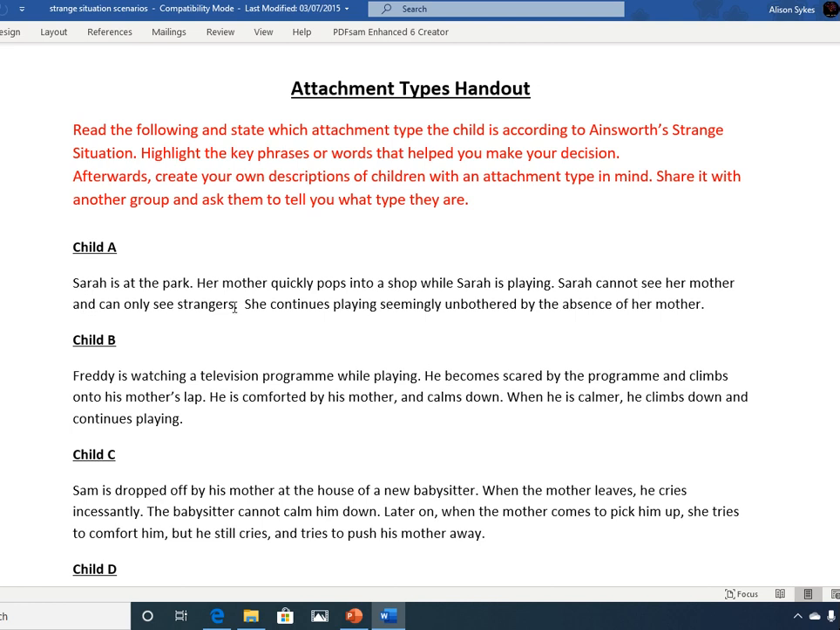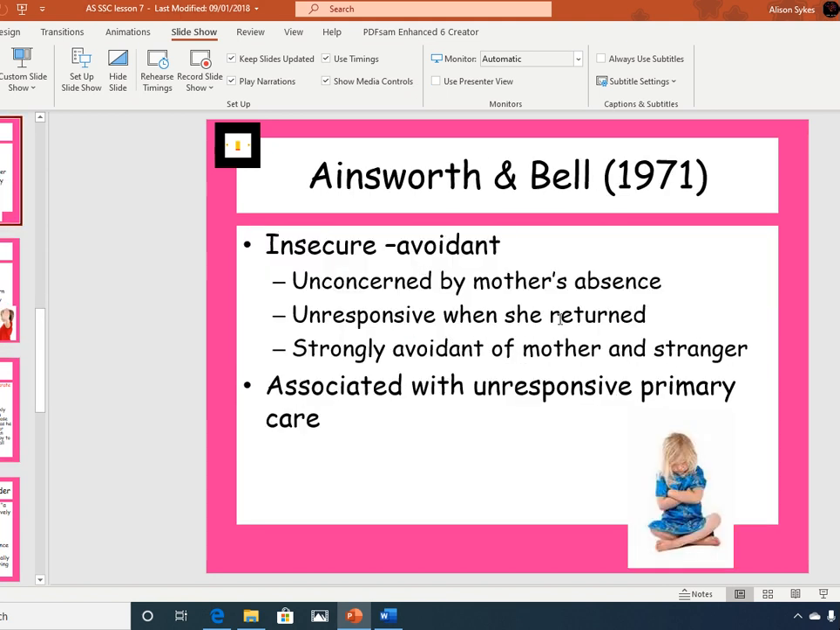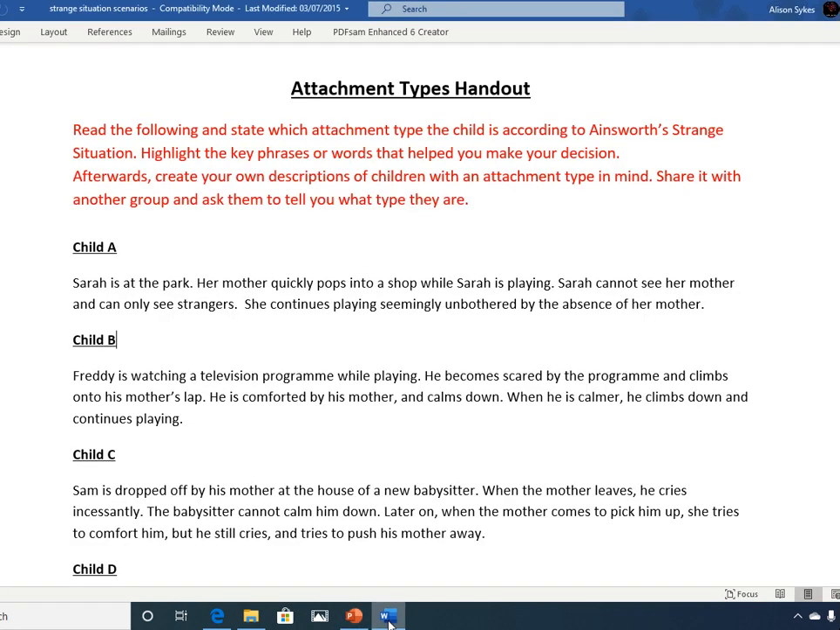Okay, so if you want to just have a look at this, so child A, Sarah's at the park, her mum quickly pops to a shop while Sarah's playing. She can't see her mum, she can only see strangers. She continues playing seemingly unbothered by the absence of her mother. So what kind of attachment is this? I would suggest that this is insecure avoidant, because she's unconcerned by the mother's absence. There isn't really any kind of interaction or being bothered about the stranger.